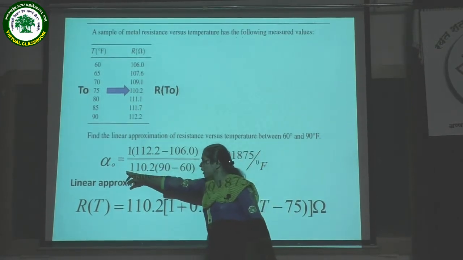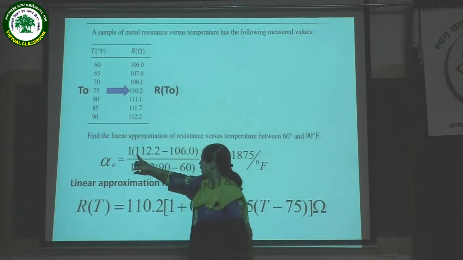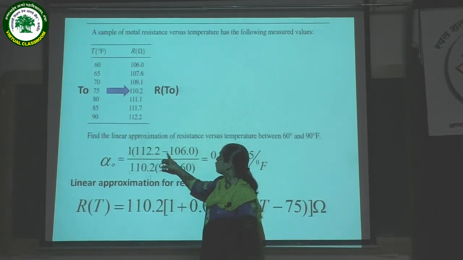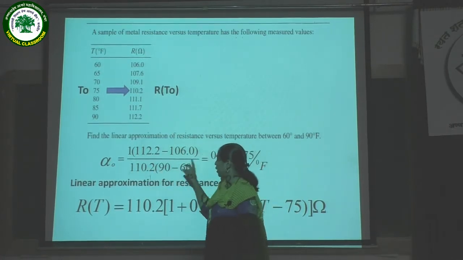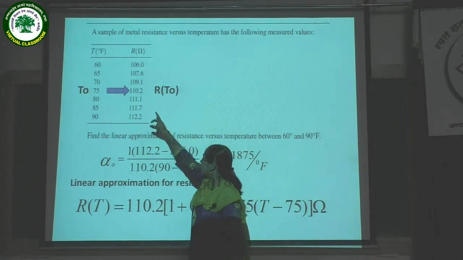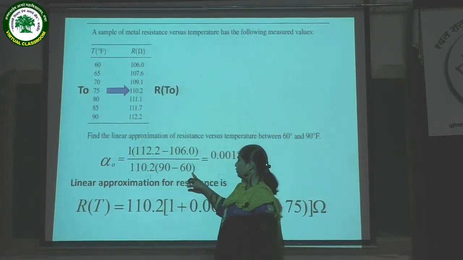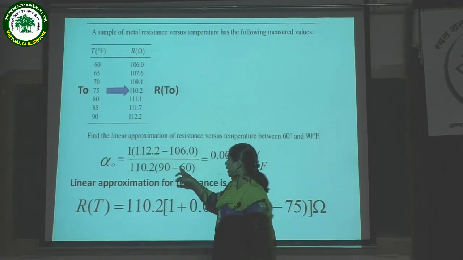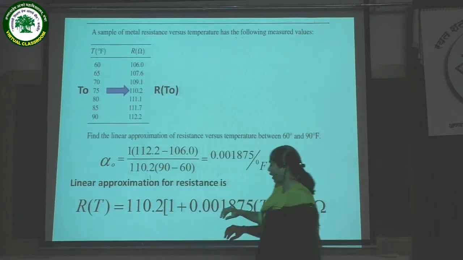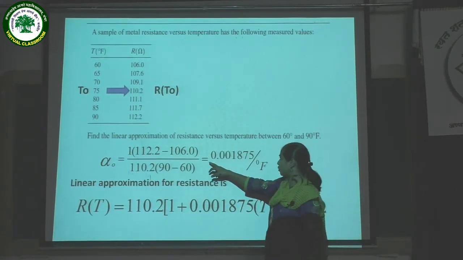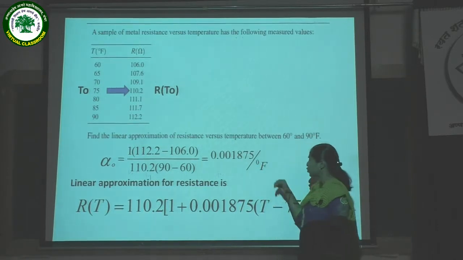So alpha 0 will equal, initially we have taken this value of R2, that is 112.2, minus R1, that is 106.0, divided by RT0, that is 110.2, and multiplied by T2 minus T1, where T2 is 90 degrees and T1 is 60 degrees Fahrenheit. So from that we can determine the value of alpha 0, that is 0.001875, and the unit has been mentioned over here.